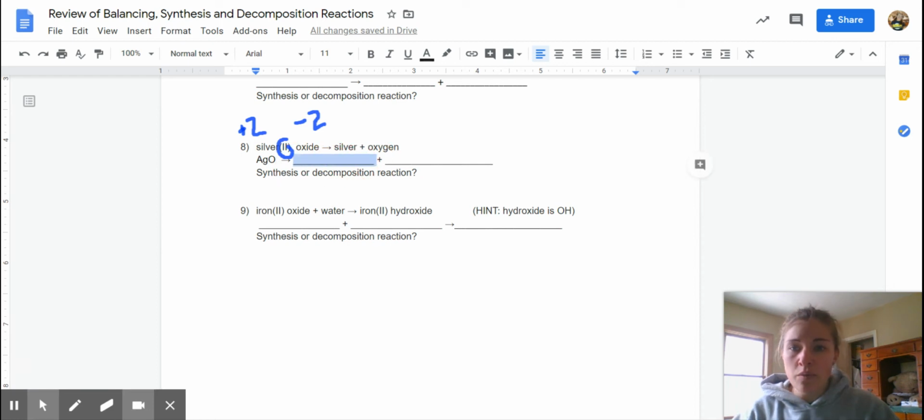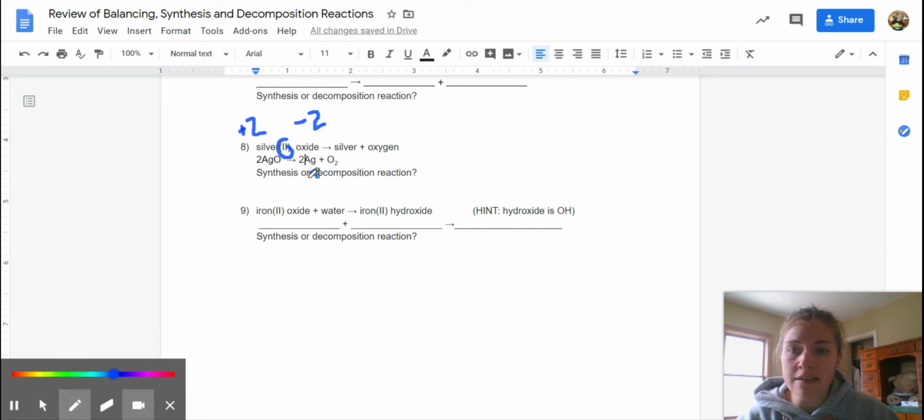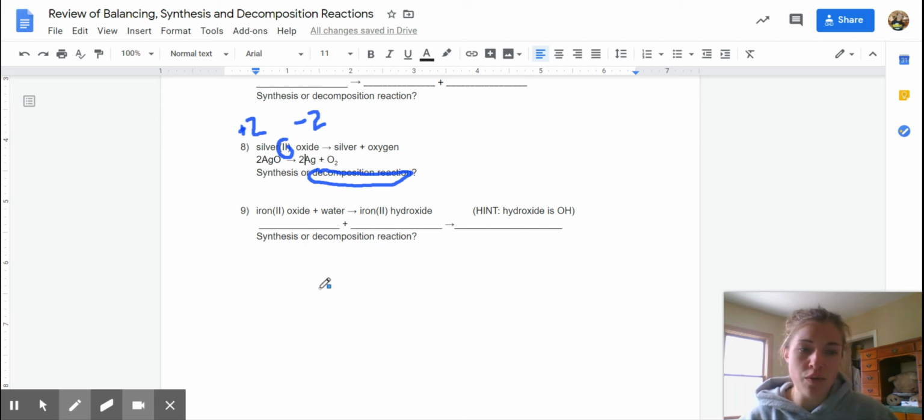And then on the other side, we have silver plus oxygen. So we have to remember that whenever we have an oxygen, it's always going to have that little 2 after it. Okay. So in order to balance this, we have 2 oxygens on the right side. So we're going to put a big 2 in front of the AgO and then a 2 in front of that Ag. So now we have 2 of everything on each side. And this is actually going to be a decomposition reaction as well, because we have one thing breaking down into 2 things.